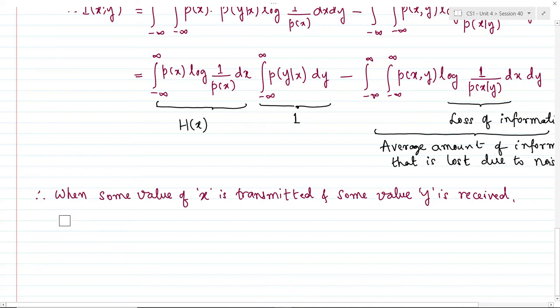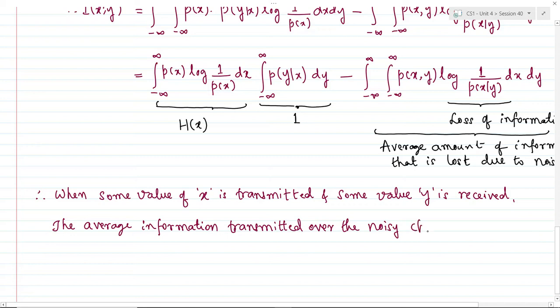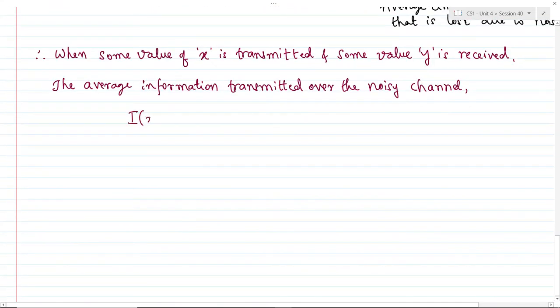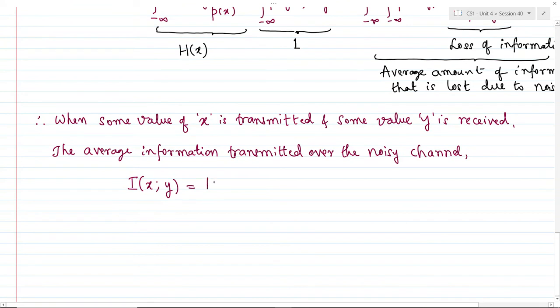average information transmitted over the noisy channel could be I of x y, as the product in the first term is simply the product of h of x times 1, so this is simply h of x minus, as I told, this indicates the average amount of information that is lost, and we can represent that the loss of information averaged over all x and all y as conditional entropy h of x given y.